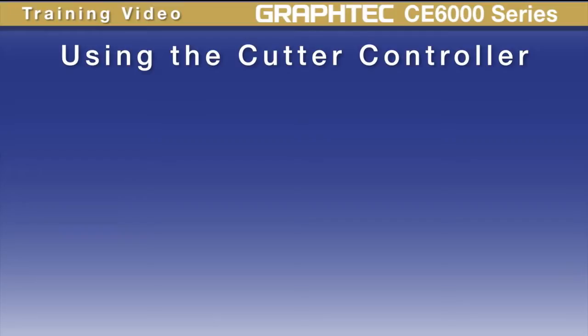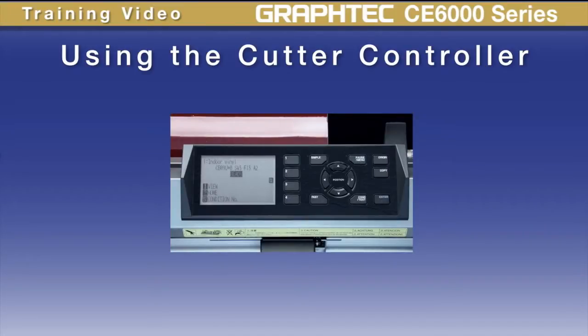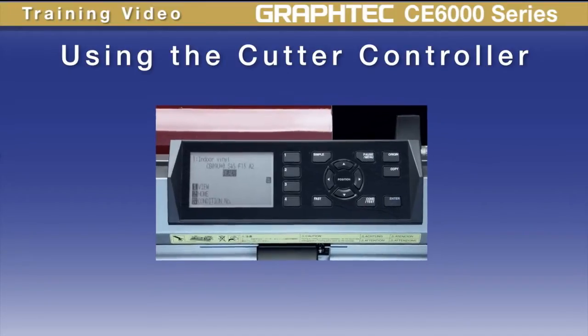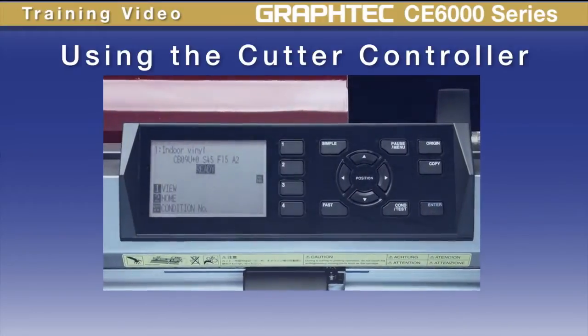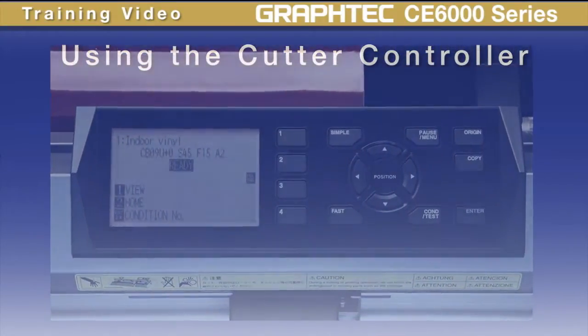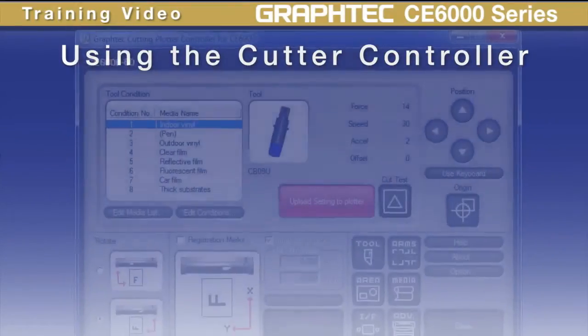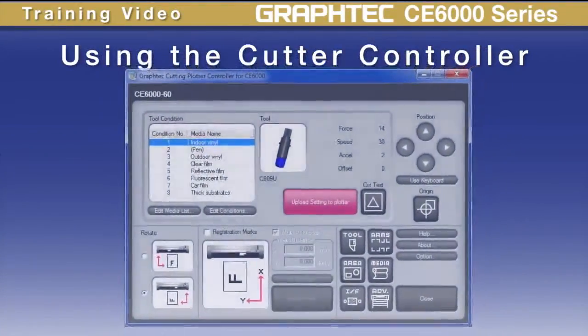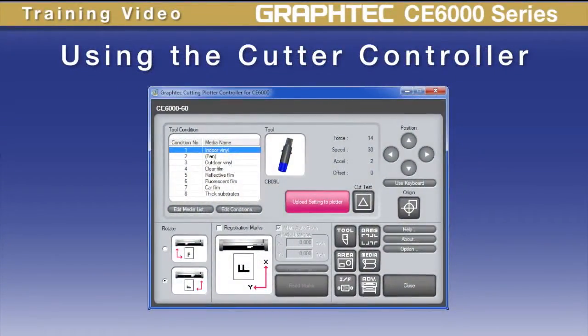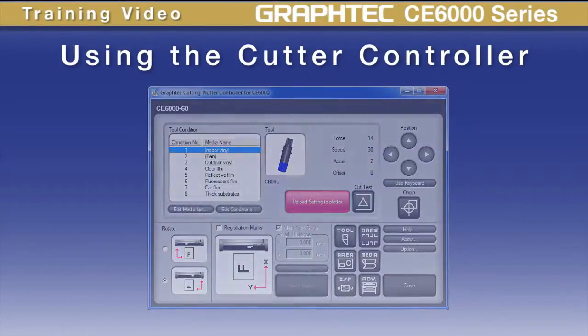Imagine for a moment if you could take your control panel out of your CE6000 cutter and somehow place it into your computer as a software application. Essentially, that is what the Graphtec cutting controller does. All the settings that are within the control panel of your CE6000 can be controlled from this software application. There's some additional benefits to this as well.